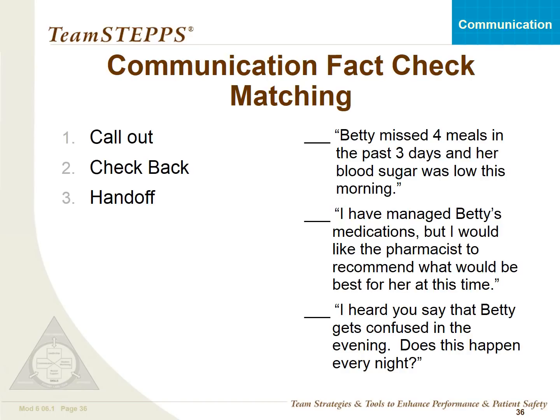Here is a communication fact check matching exercise. Callouts, checkbacks, and handoffs are the three other types of communication skills that are used in TeamSTEPPS. Here's some examples that maybe you can figure out which one goes where. In the example of Betty missed 4 meals in the past 3 days and her blood sugar was low this morning, that's an example of what? Click the button to find out now.